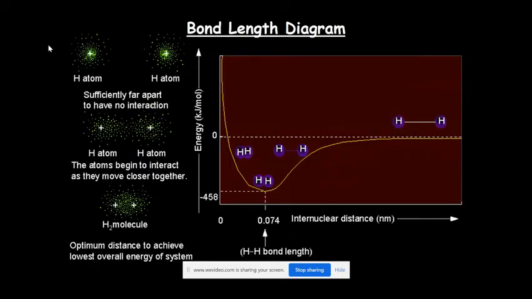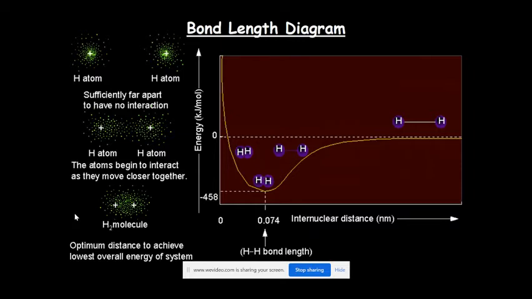Here you can actually see a picture of this going on. In the top left here, we have two hydrogen atoms that are close together, but too far apart to interact, so there's no bond. A little closer together, there starts to be an interaction, and by the time they get this close together, there's an actual bond formed between them.